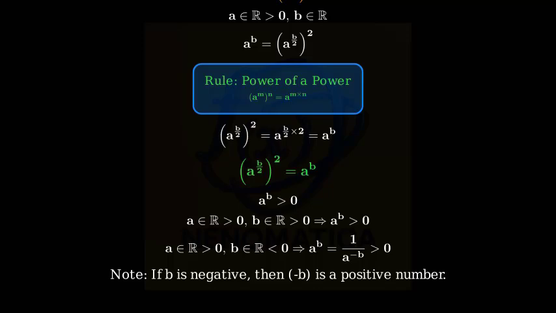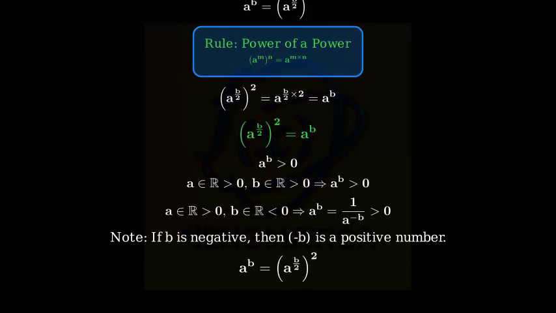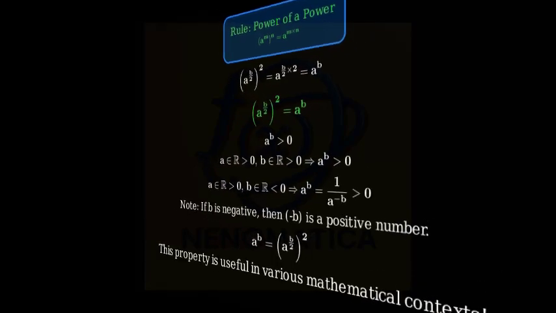This completes our exploration of the theorem. To recap, we've proven that for any positive real number a and any real number b, a to the power b equals the square of a to the power b over 2. This property is useful in various mathematical contexts, especially when working with exponents and powers.